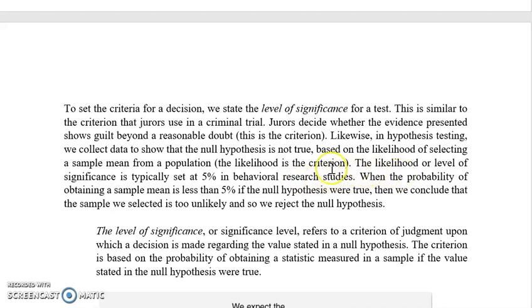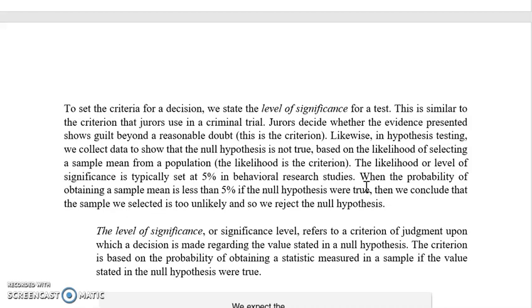Now, the likelihood is the criterion in doing statistics. The criterion is that we collect data to show that the null hypothesis is not true. The likelihood or level of significance is typically set at 5%. In behavioral research, or in agricultural or forestry research, we usually use 5% level of significance and 1% level of significance, which is very significant, highly significant. But in most cases, we use 5% level of significance.